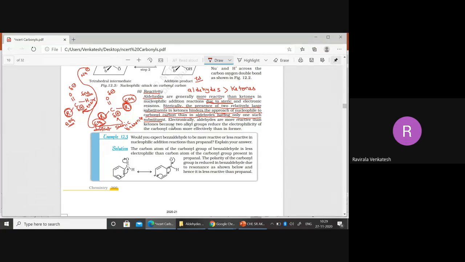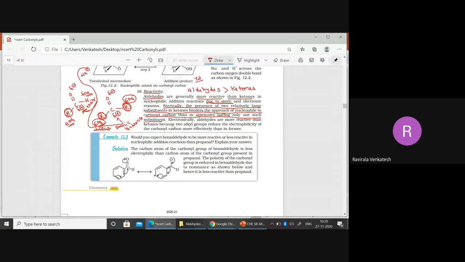Yes, everyone is silent. Are you there? The groups that donate electrons. They donate electrons. Simple reason. What is the function of electron donating group? It means they donate electrons. Electron donating groups donate electrons. Electron withdrawing groups withdraw electrons.